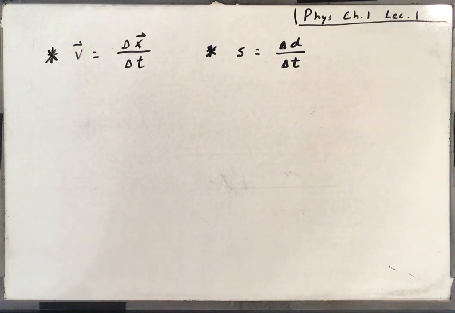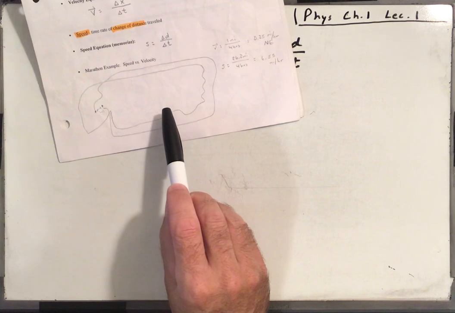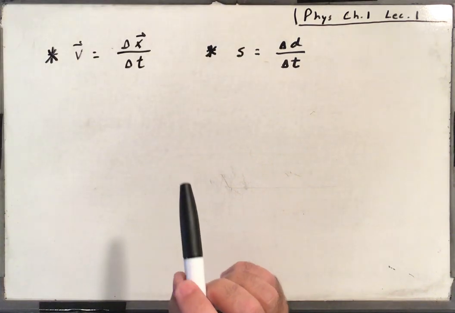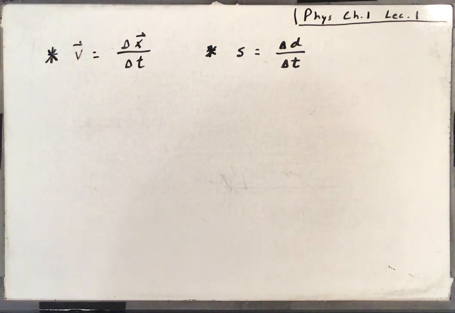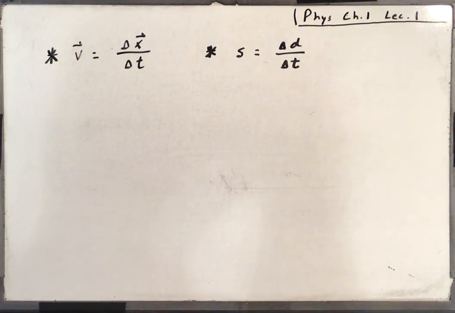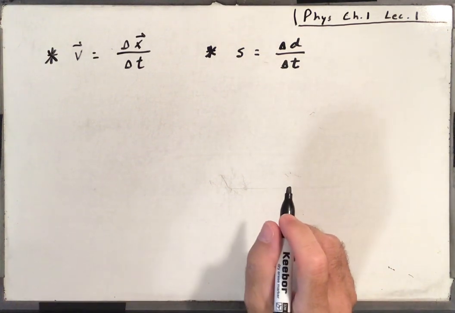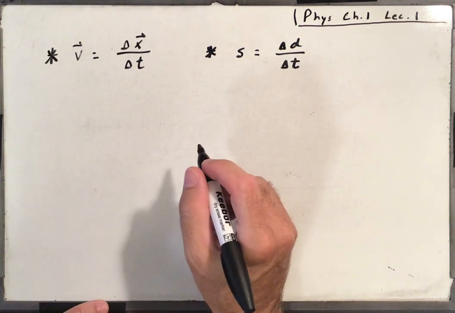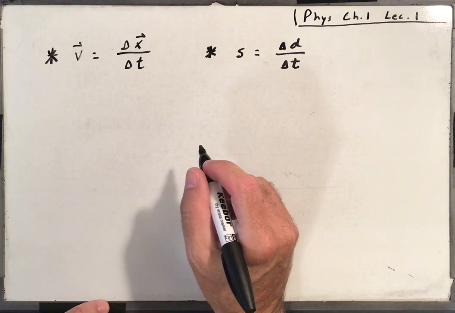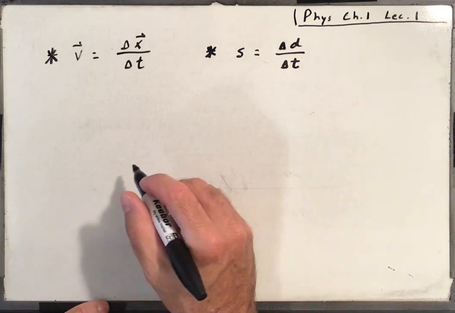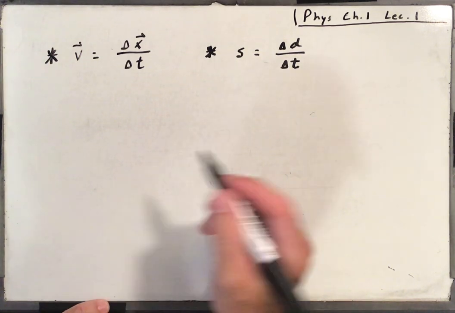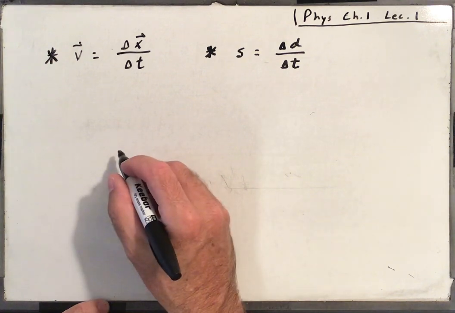So let me give you an example. You've got some space at the bottom of page 1 of your notes. I want to give you an example of how velocity and speed can be vastly different. What I'm going to draw out is the basic path of the St. Jude's Marathon in Memphis, Tennessee. This is a marathon that I've run a couple of times, and a marathon's 26.2 miles.